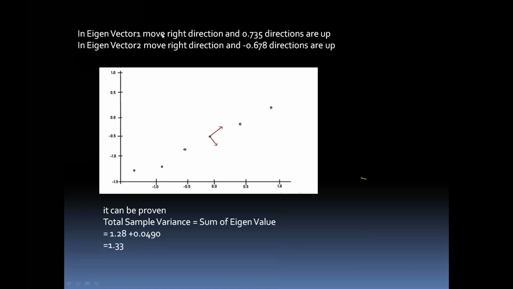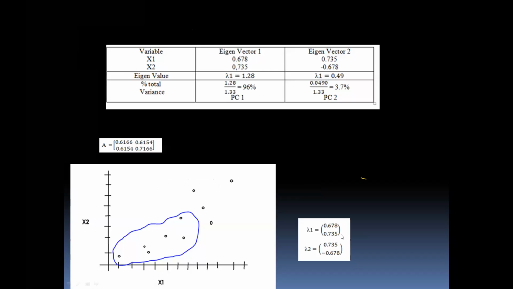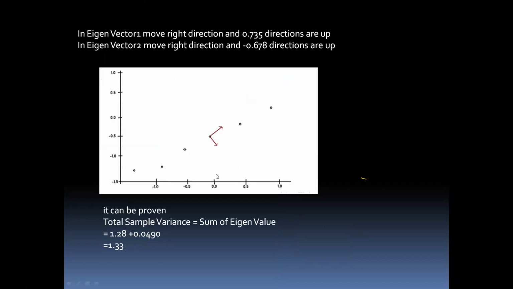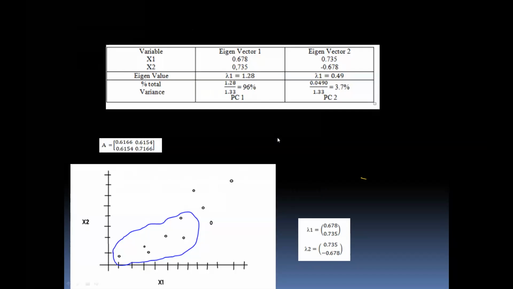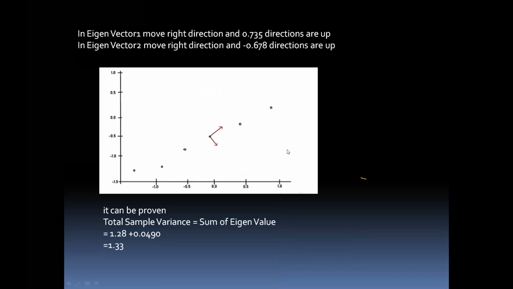So eigenvector 1 moves in the right direction, and 0.3725, it is directed upward. Okay, so vector 1 is 0.678, 0.735. It is somewhere around here. Right? Then what happened? The next one moves downwards. So this is actually the downwards direction.